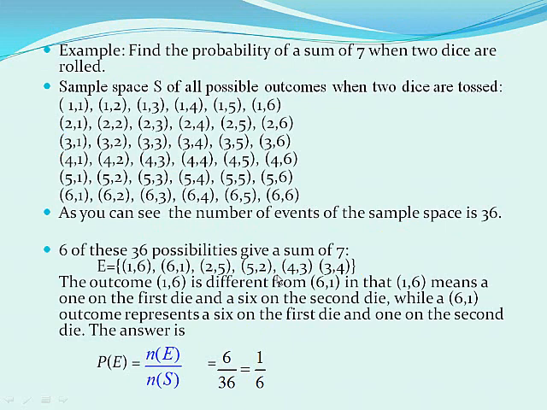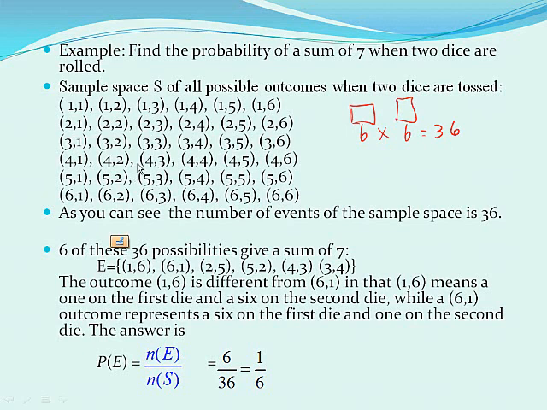In the next example, we find the probability of a sum of 7 when 2 dice are rolled. Sample space will consist of these 36 outcomes. So that means the first die will have 6 possibilities, second die will have 6 possibilities, and using the multiplication principle we will get 6 times 6 equal to 36 possible outcomes.